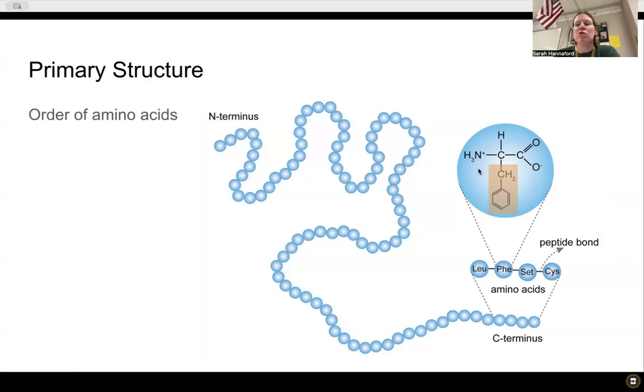And proteins don't generally contain phosphorus. So the primary structure is the order of the amino acids, and that's just the carboxyl binding to the amino groups in that dehydration reaction, and it's just a single chain that's not folded.